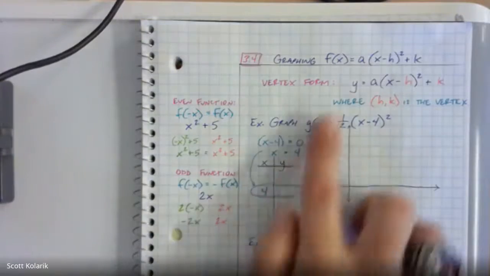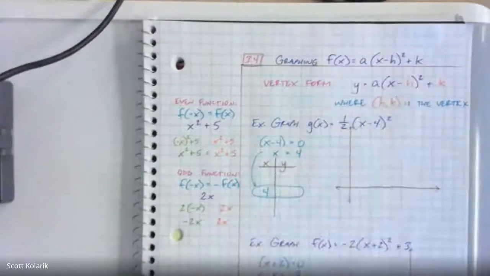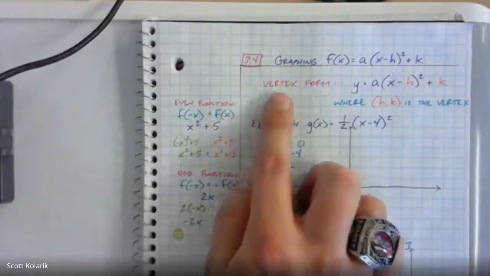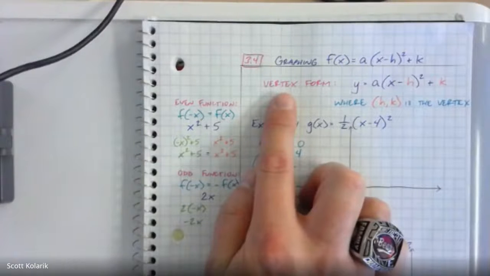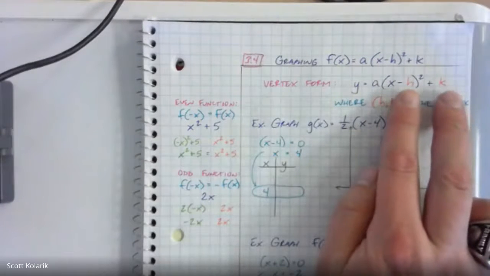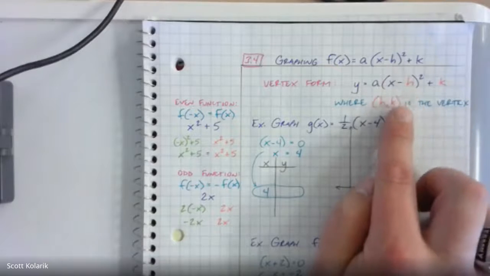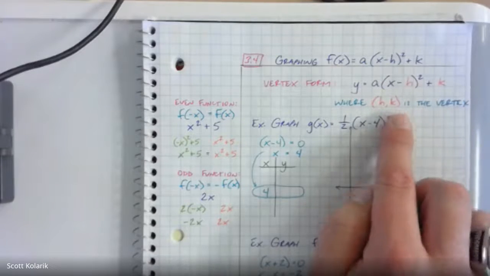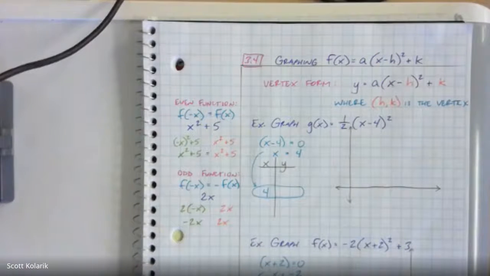But there's a reason why this form right here is super valuable. This form is called vertex form. And as the name suggests, it provides us with the actual location of the vertex. Now, why is that so important?